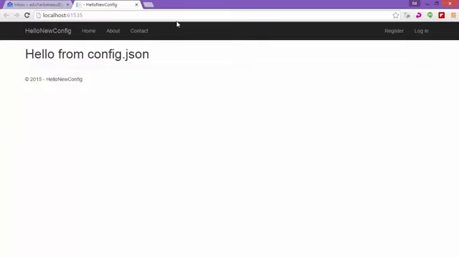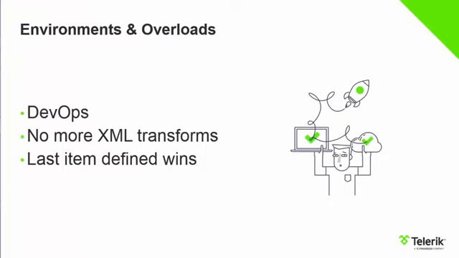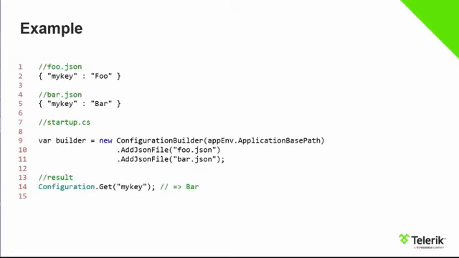the web page. In previous versions of MVC, managing application settings for different environments, such as development and production, meant using transformations. In MVC 6, this system has gone away in favor of configuration overloading. In this example, imagine we have two configuration files with the same key and different values. Depending on the order those configuration files were added to the configuration builder, the last item in should win. This would result in the value "bar" being retrieved from configuration.